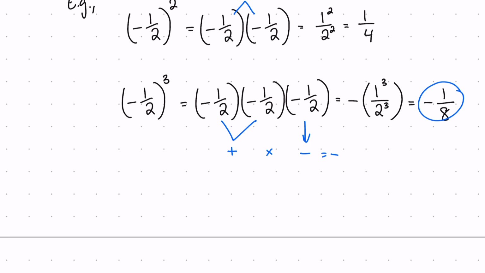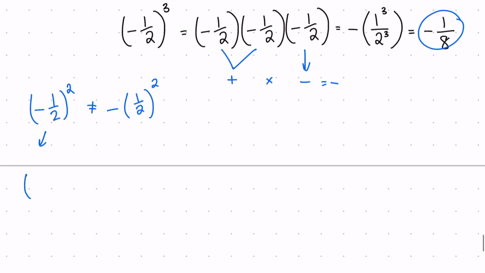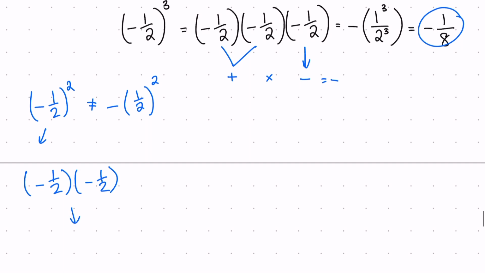One last thing I want to draw your attention to is that this is not the same as this. And I know a lot of the times some people get confused with brackets. So I'm just going to explain this very quickly. So negative 1/2 to the power of 2, that is the same thing as saying negative 1/2 times negative 1/2. And that is a negative number times a negative number, so a positive number, and it's going to be 1/2 times 1/2, so 1 over 4. So it's going to be positive 1 over 4.